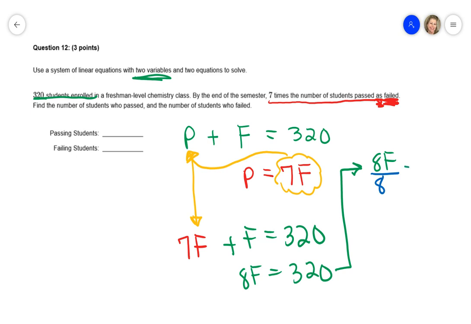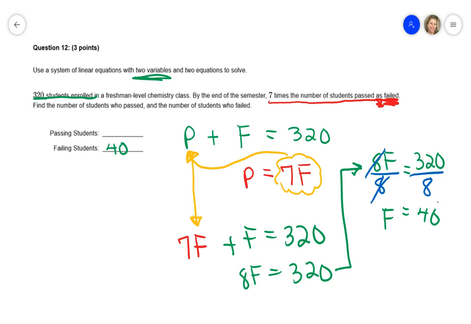And of course, what you do to one side of an equation, you got to do to the other. So I'm going to divide the other side by 8. And that cancels. And 320 divided by 8 is 40. So over here, 40 students failed.